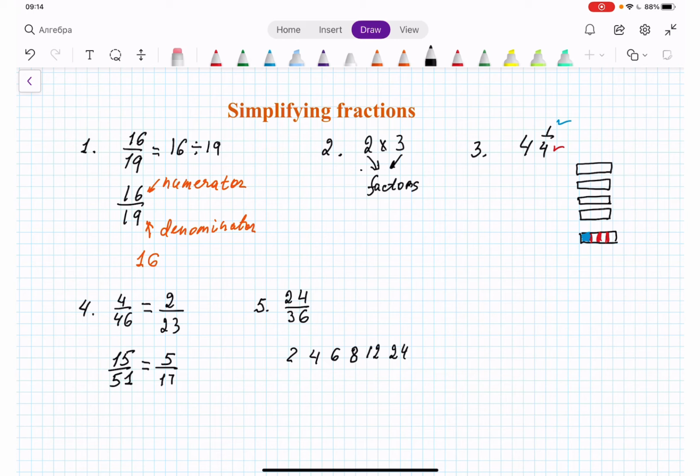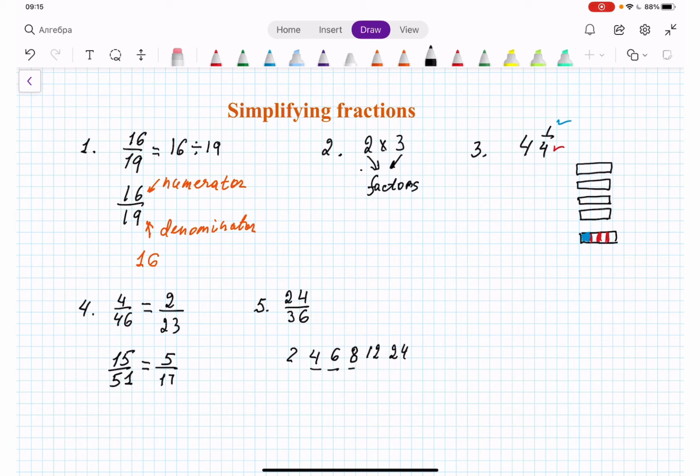Okay, I'm looking at 24 and 36. Definitely you can divide by 2. But there are higher numbers that you still can divide. If I take 4, I can also divide. 36 divided by 4 is 9. Take 6, you can also divide. 36 divided by 6 is 6.